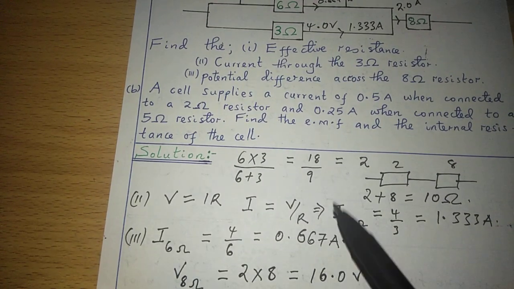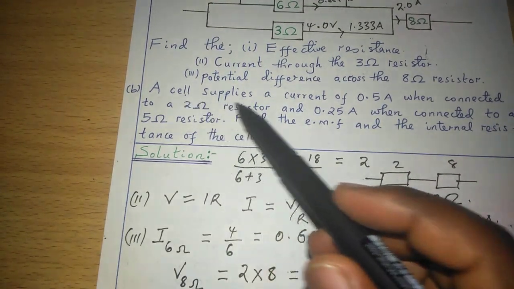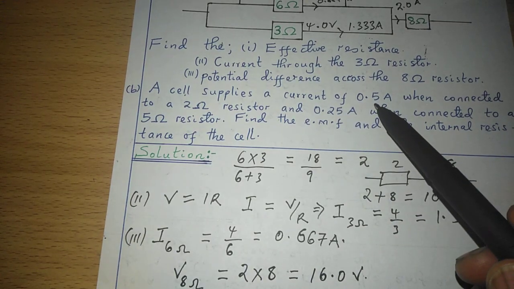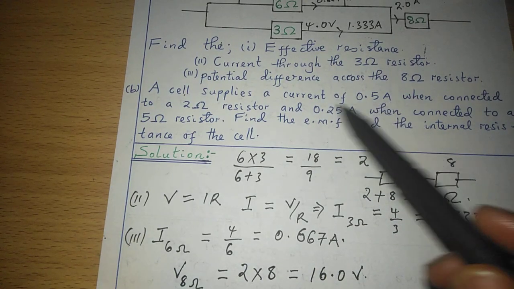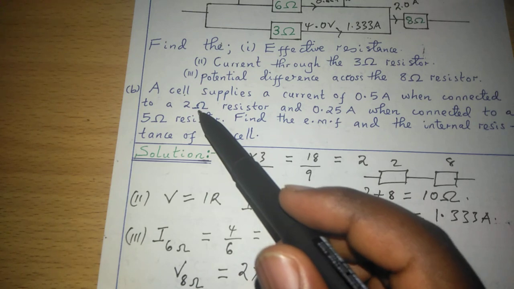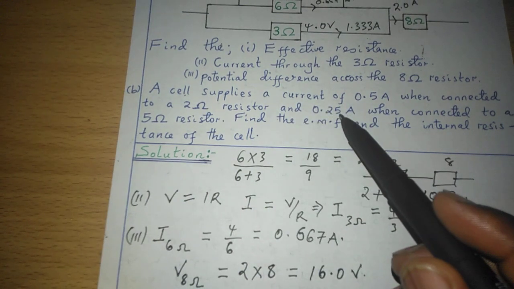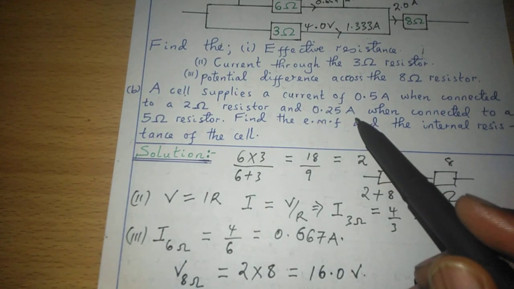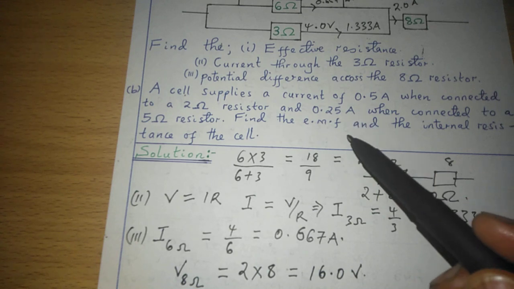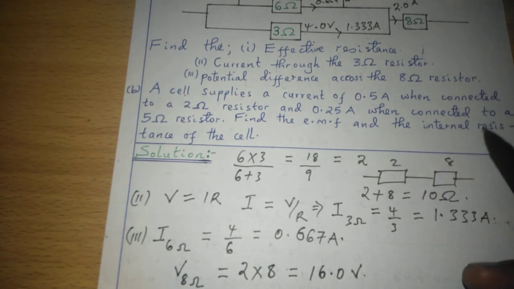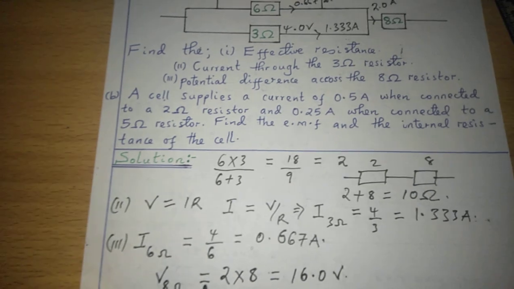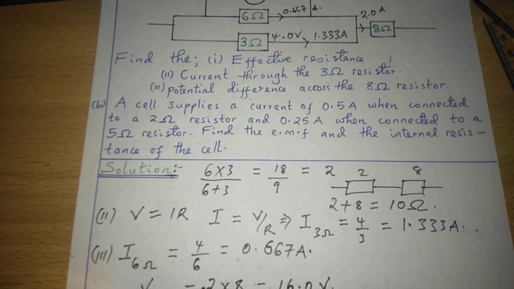Then we're given a part B here, which says that a cell supplies a current of 0.5 amperes when connected to a 2 ohm resistor and 0.25 amperes when connected to a 5 ohm resistor. Find the EMF and the internal resistance of the cell.